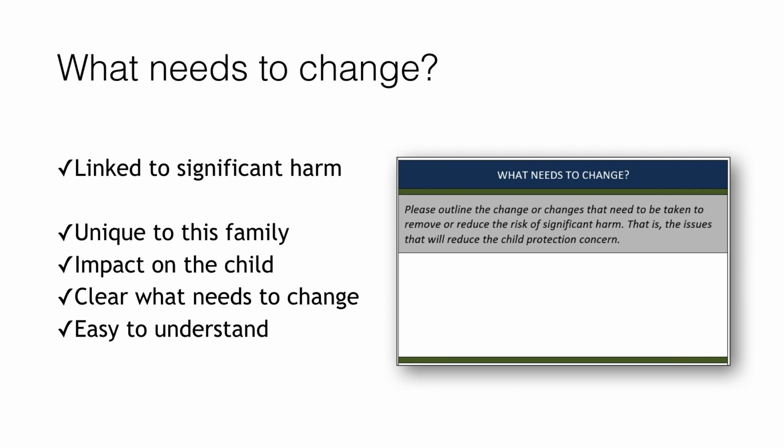To think of it in another way, if this change is achieved, significant harm should have been reduced to a level that would not require a child protection plan. If there are 3 areas of change, all 3 should be linked to significant harm. So the key principle is that the change is linked to significant harm.